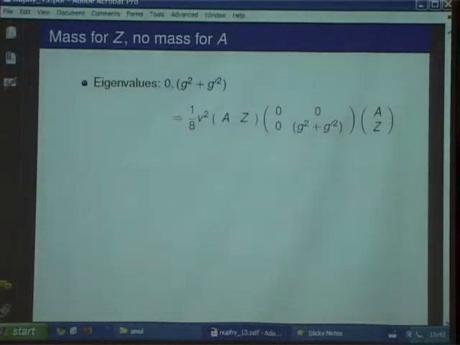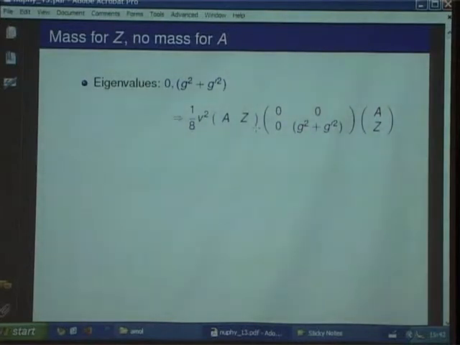So I call these eigenvalues 0 and G square plus G prime square. And I call these two states A and Z. Why not put G square plus G prime square first and then 0? Yeah, that's okay, interchange A and Z. It's my definition.